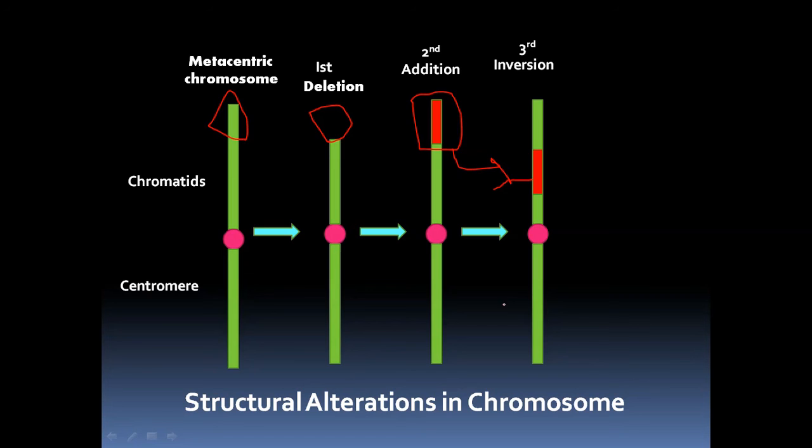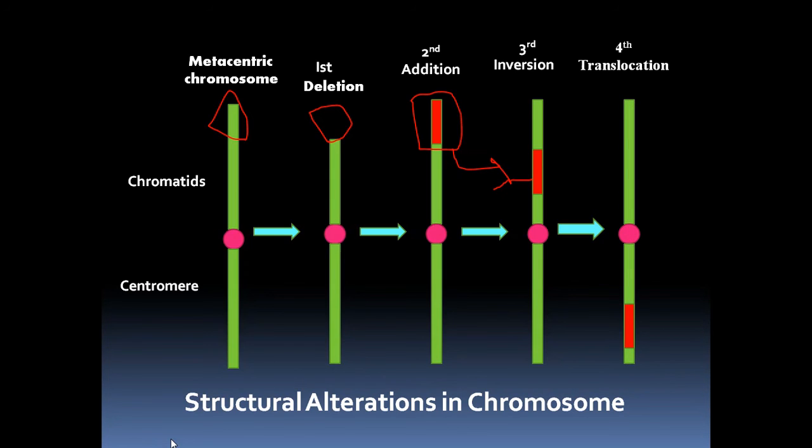Now, the fourth important type of structural alteration in chromosome is called the translocation. Now, as the word suggests, translocation means the movement from one end to another end. So we say it is either within the chromosome, there is a movement of one part of the chromosome to another, or it may be from some other chromosome, the movement to the chromosome of interest.